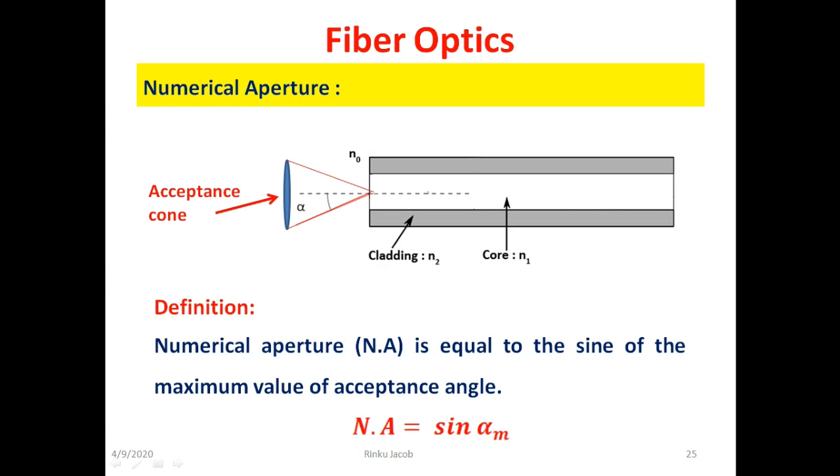Alpha m denotes the maximum value of the acceptance angle. If we send light at an angle greater than this maximum value of acceptance angle, the light will not undergo total internal reflection inside the core of the optic fiber, and it will leak out of the core.